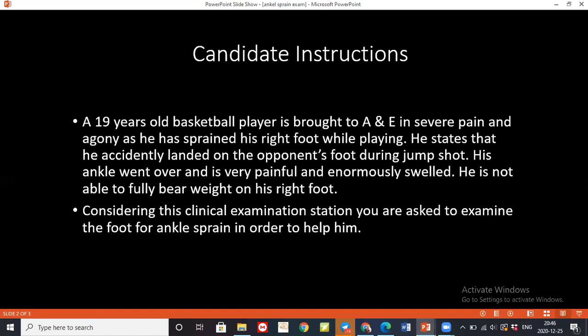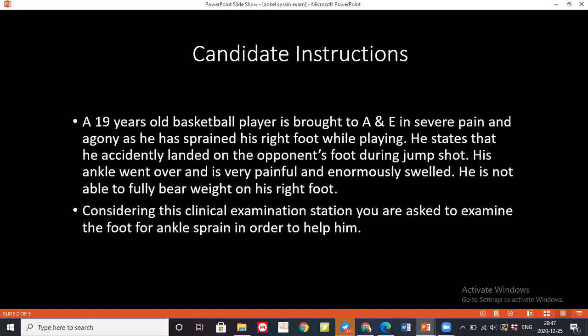Any other investigation or examination you'll carry out? Yes, after that I'll passively move all the joints of the phalanges and the mid-tarsal and tarsal joints, and also look for any tenderness by looking at the face of the patient while doing all these examinations.